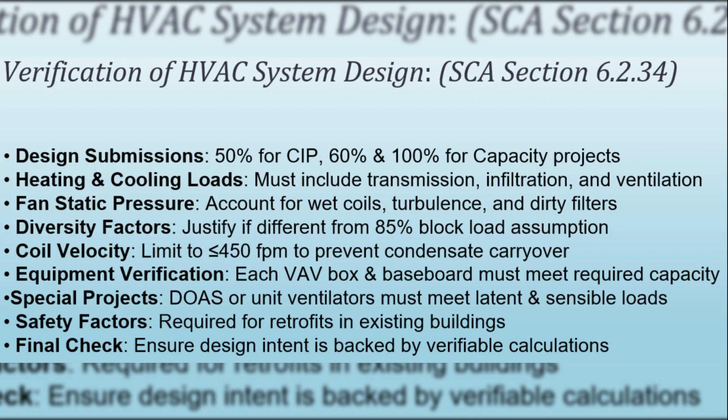Airflow through cooling coils must stay below 450 feet per minute to prevent condensate carryover. Engineers must also justify diversity factors used in variable volume systems, especially if they differ from the typical 85% block load assumption. Finally, every VAV box and baseboard must be shown to meet its required capacity. In special cases, such as projects with tight floor-to-floor heights using dedicated outside air systems or unit ventilators, engineers must demonstrate that latent and sensible loads are fully met.